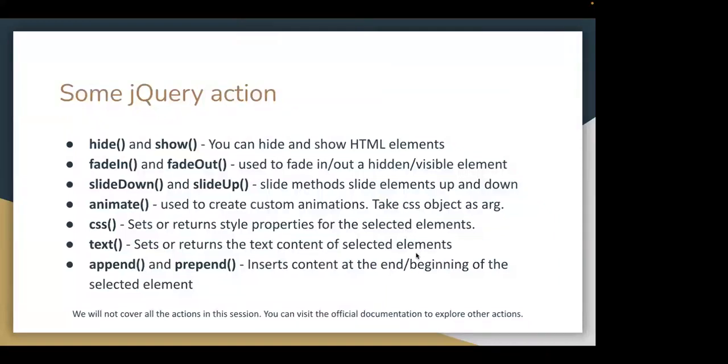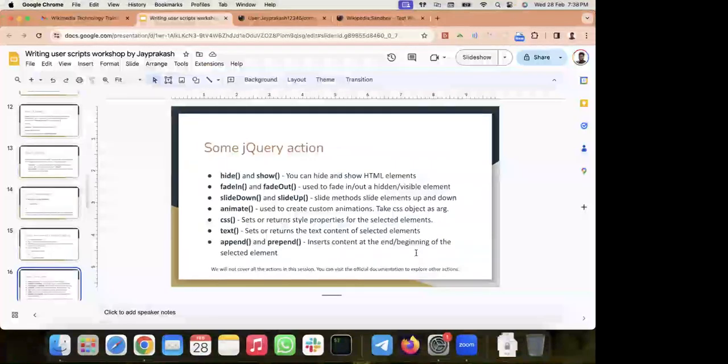Like hide and show, there are a lot of other jQuery actions as well, like fade in, fade out, to just make content visible or invisible, like slide up, slide down, animate. CSS we have already covered to change the color of the element. Then text, append, or prepend. So let me show you the uses.